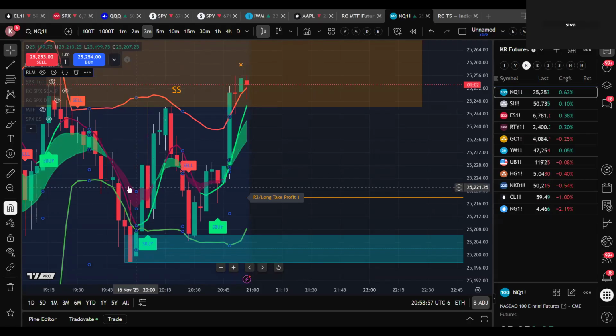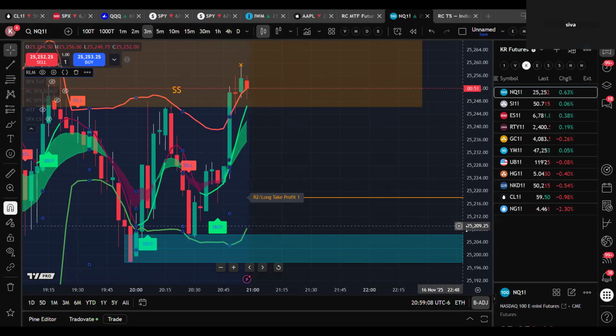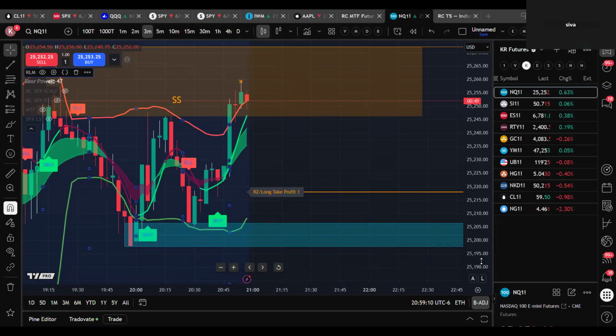Right, right. Whenever it breaks the cloud, when the candle is above the cloud, the color will change to green. If price goes below the cloud, it was still maroon, but because it crossed the cloud, that's why you took the trade. Is that right? Right.